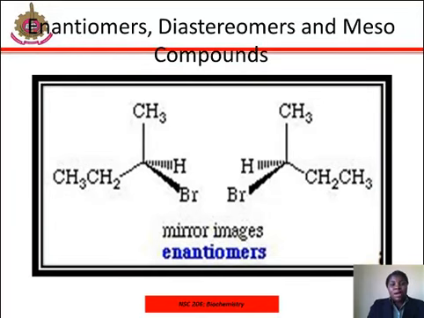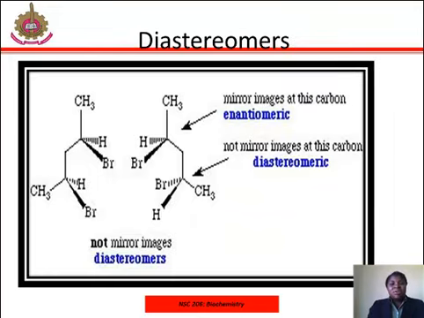Enantiomers, diastereomers, and meso compounds. Stereoisomers which are related to each other as mirror images are called enantiomers. Enantiomers can contain any number of stereogenic centers as long as each center is the exact mirror image of the corresponding center in the other molecule. Diastereomers are stereoisomers which are not enantiomers.